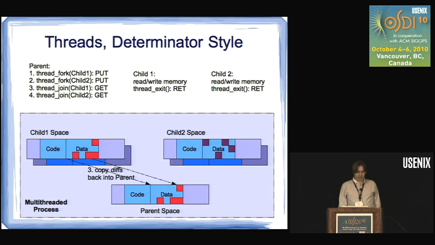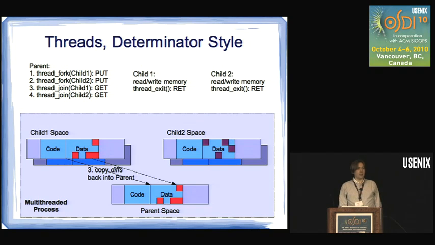And now at some point the parent is going to want to resynchronize and collect the changes they've made. To do that, it's going to make a get system call. And the get system call in this case is going to compare child 1's latest working copy against the earlier saved snapshot that was saved at the fork point.